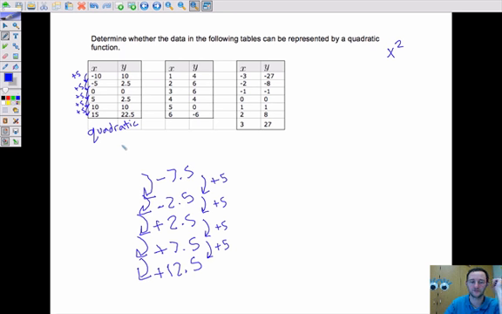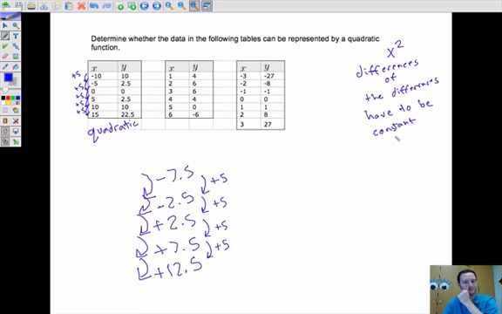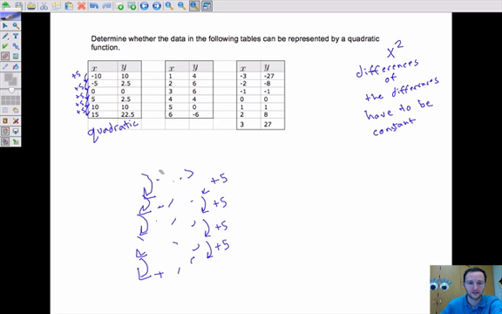okay? So in order to be a quadratic table, then the differences of the differences have to be constant. Okay? Let's look at the next table.